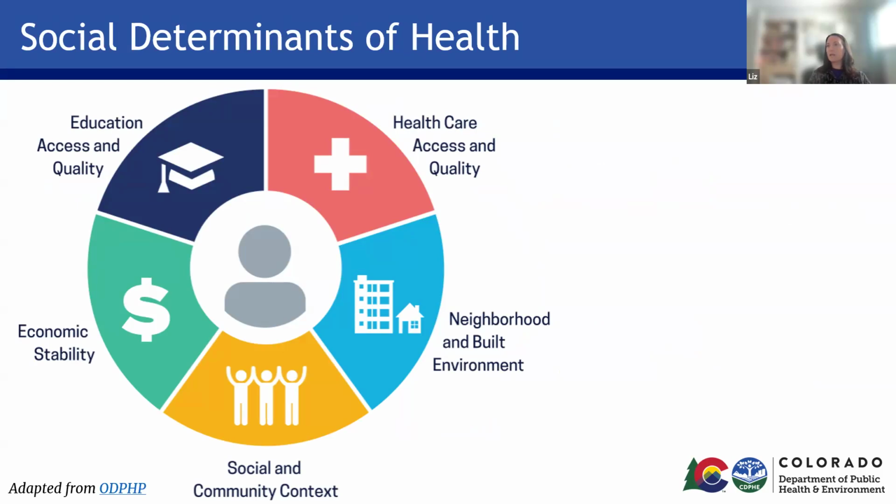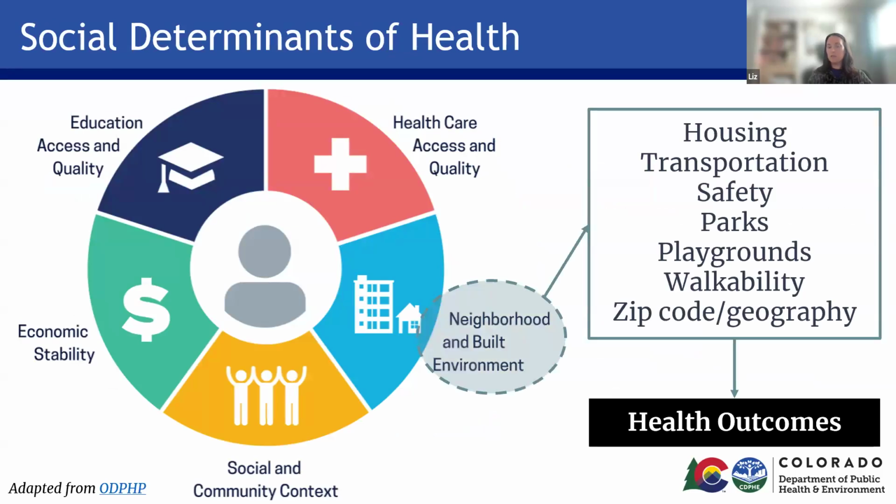So the reasons behind what makes us healthy is really what we call this idea of the social determinants of health. And you can click through the next one. And this neighborhood and built environment piece is where my work is. And as you'll see from the different presenters, there are a lot of ways that we interact with our neighborhood and built environment and what that means for our housing, our transportation, our perceptions and our reality of safety. The parks that we have access to, playgrounds, walkability, zip code, geography, and how all of that has an interplay with our health outcomes.